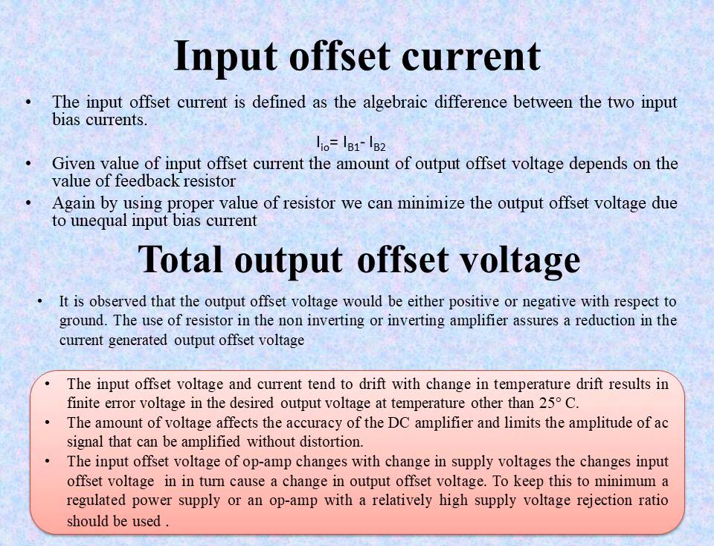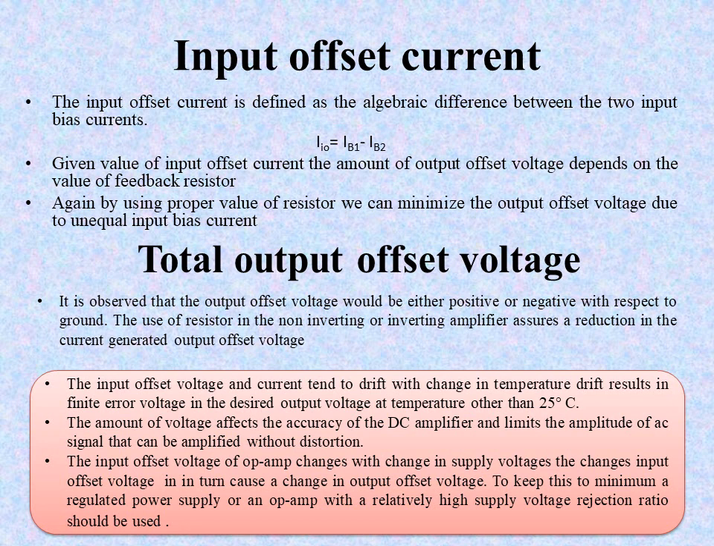There are some more things that affect the efficiency of the operational amplifier, that is temperature and voltage fluctuation in the power supply. These are also effects that introduce drift in the output offset voltage and make the operational amplifier less workable. So the input offset voltage and current tend to drift with change in temperature. These two values change with the temperature.